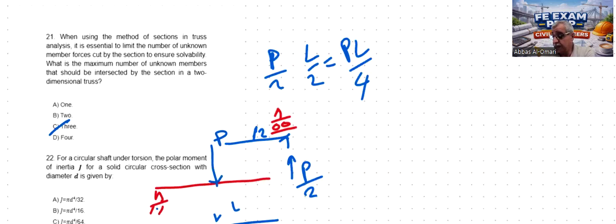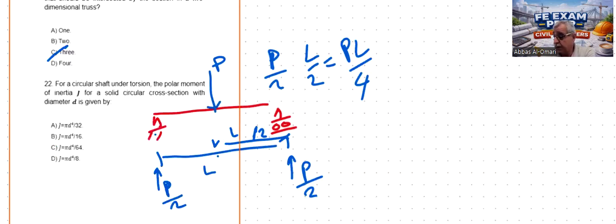For a circular shaft under torsion, the polar moment of inertia J for a solid circular cross-section with diameter D is given by. So you should remember this: the polar moment of inertia for a circular shaft, which is pi D to the 4 over 32. So the correct answer is A.